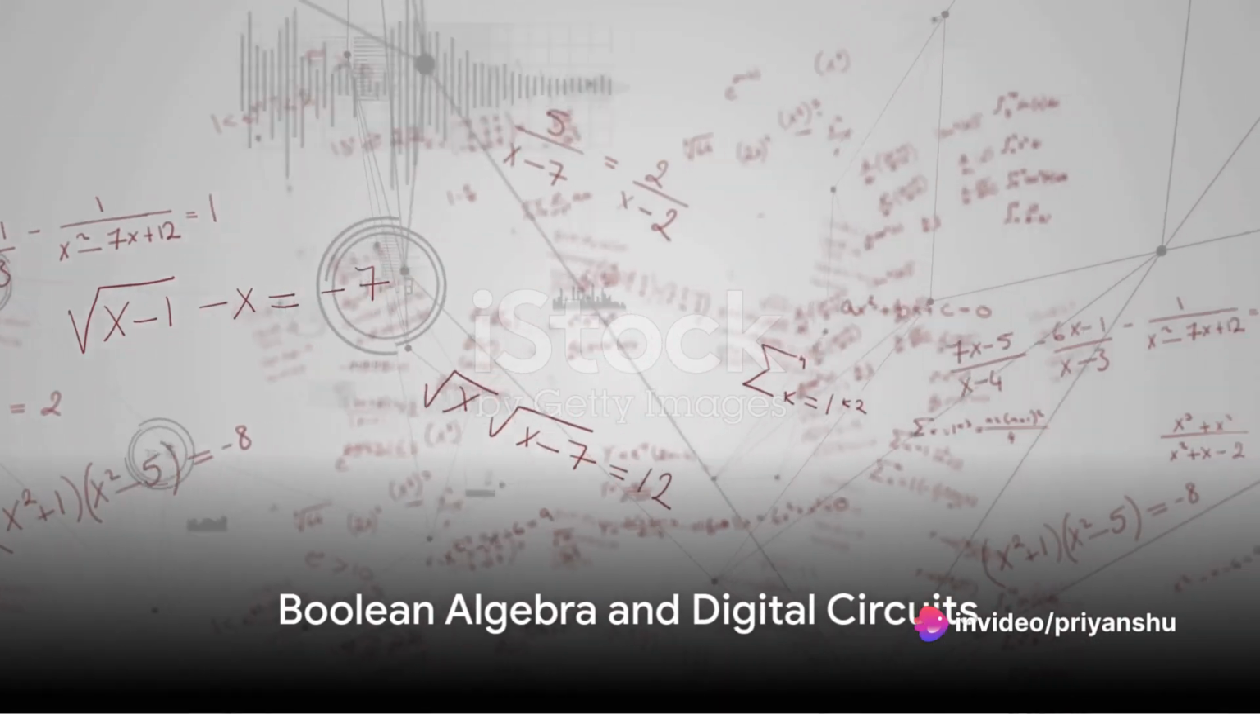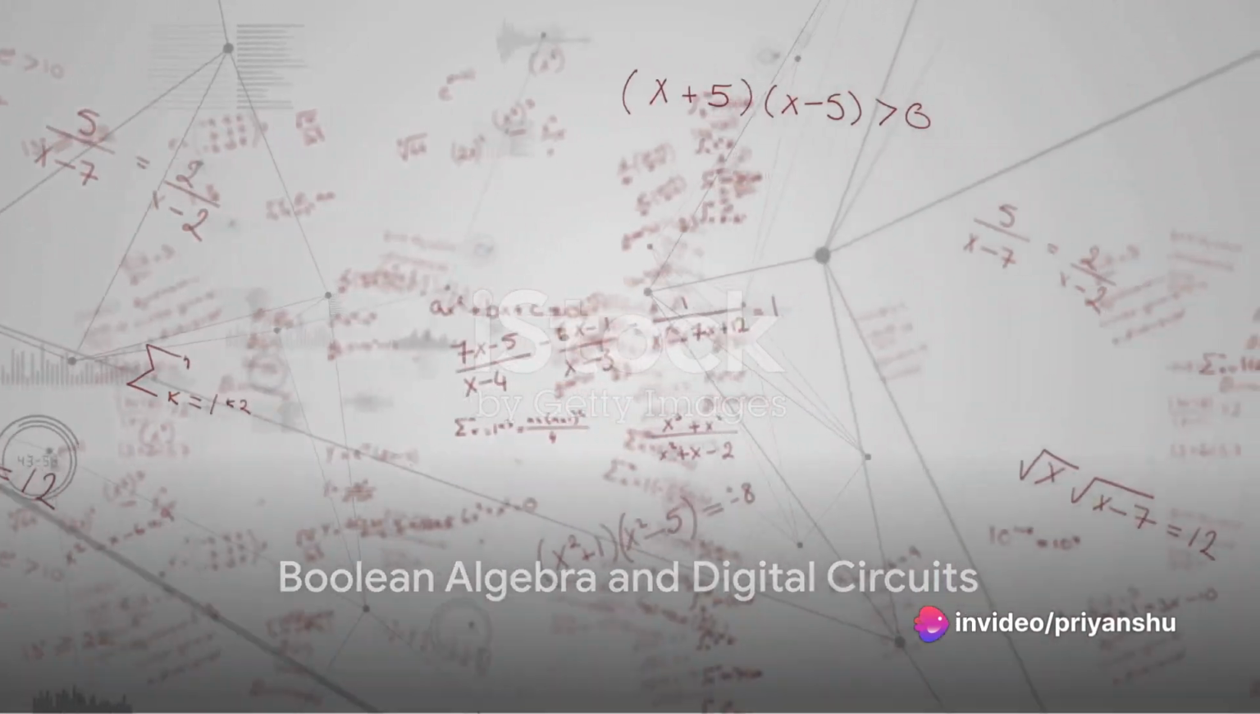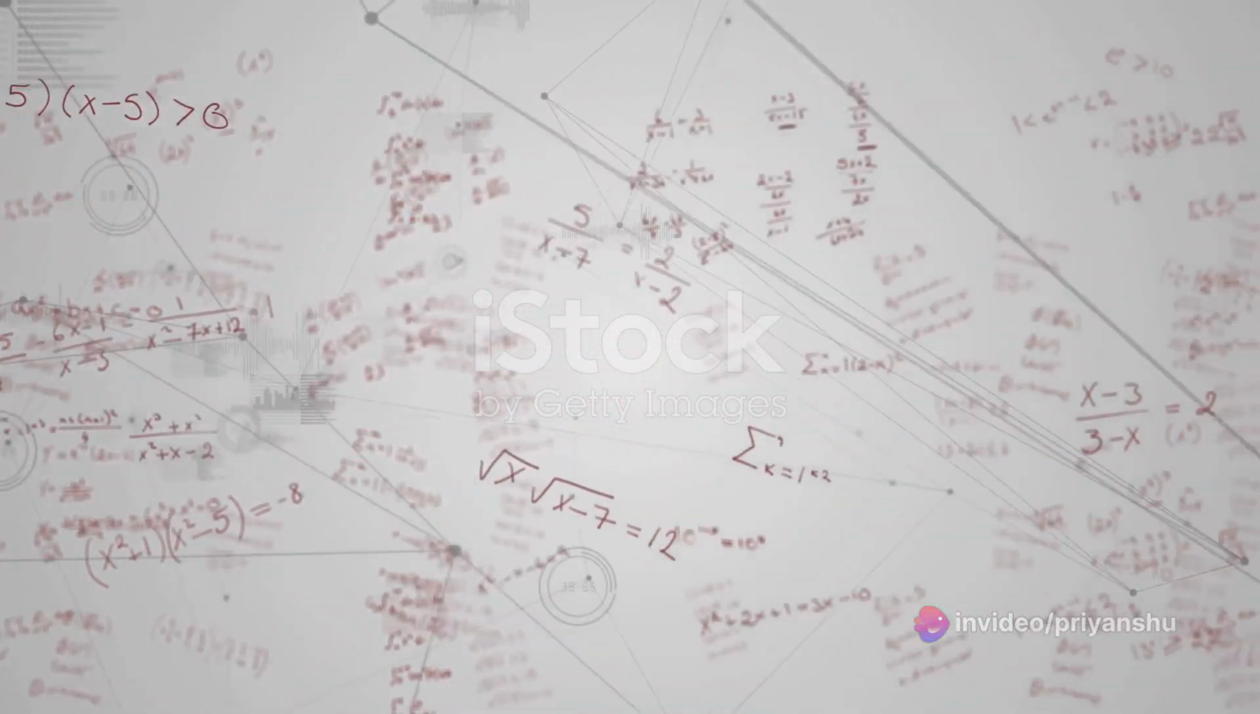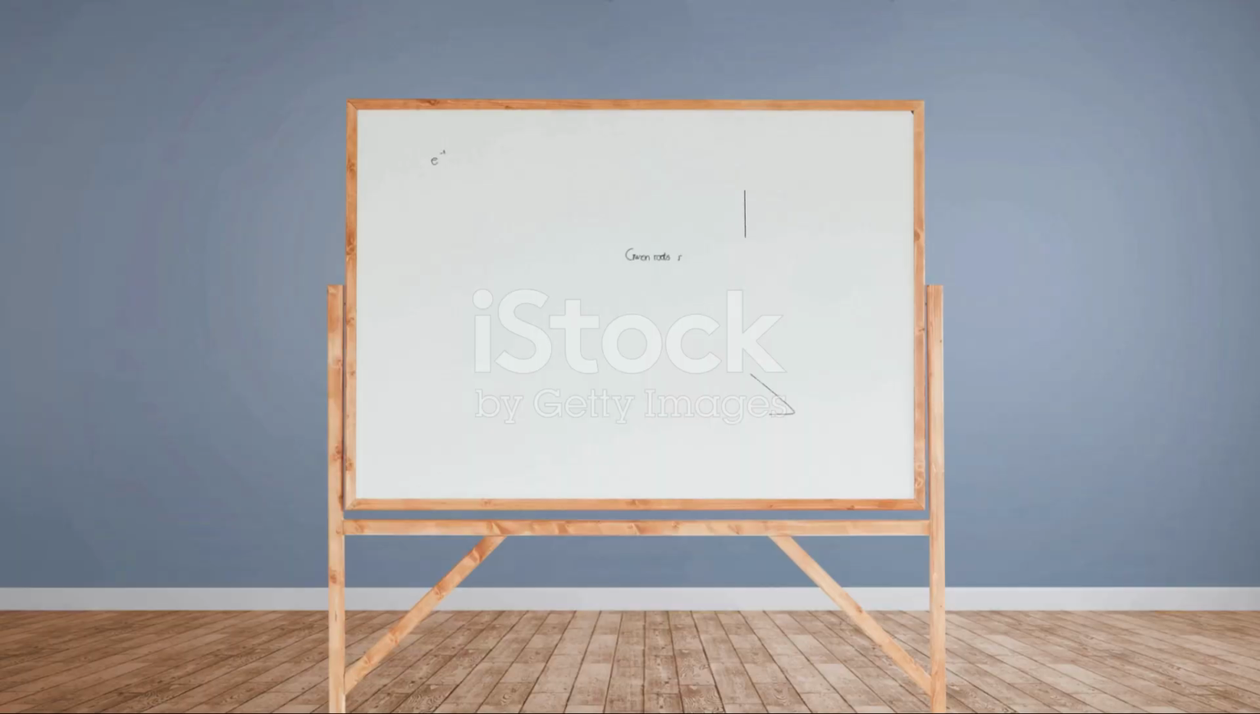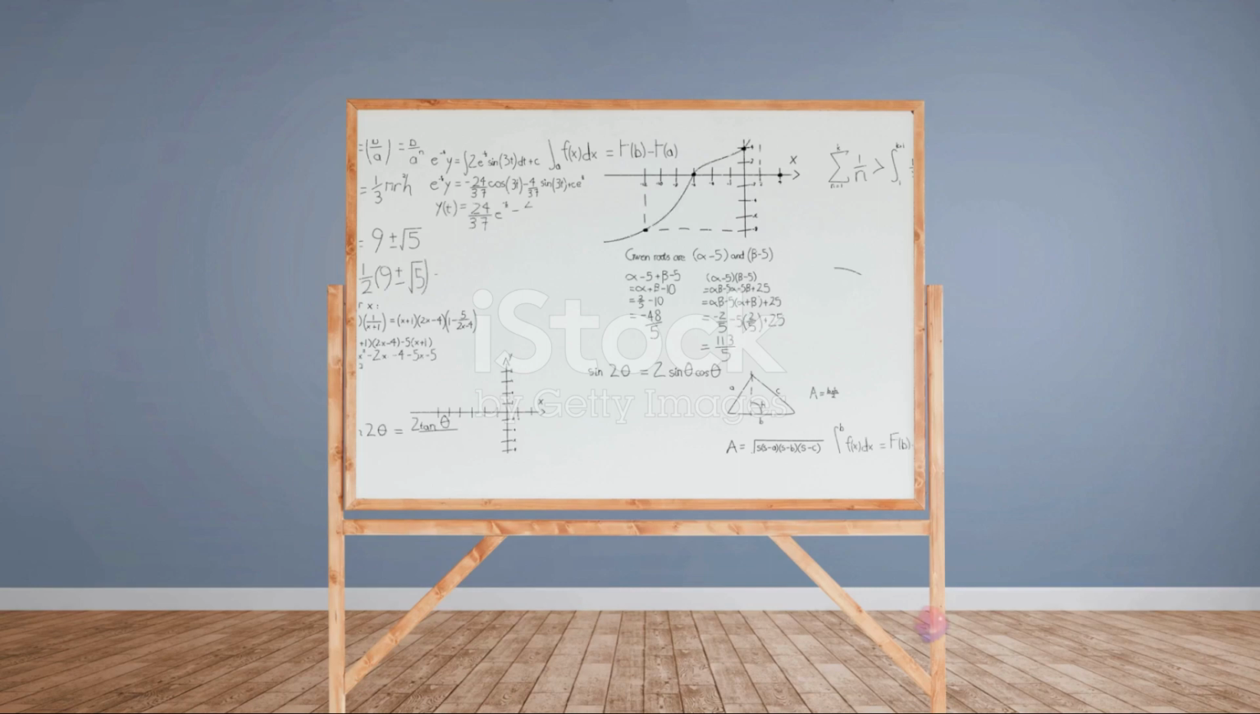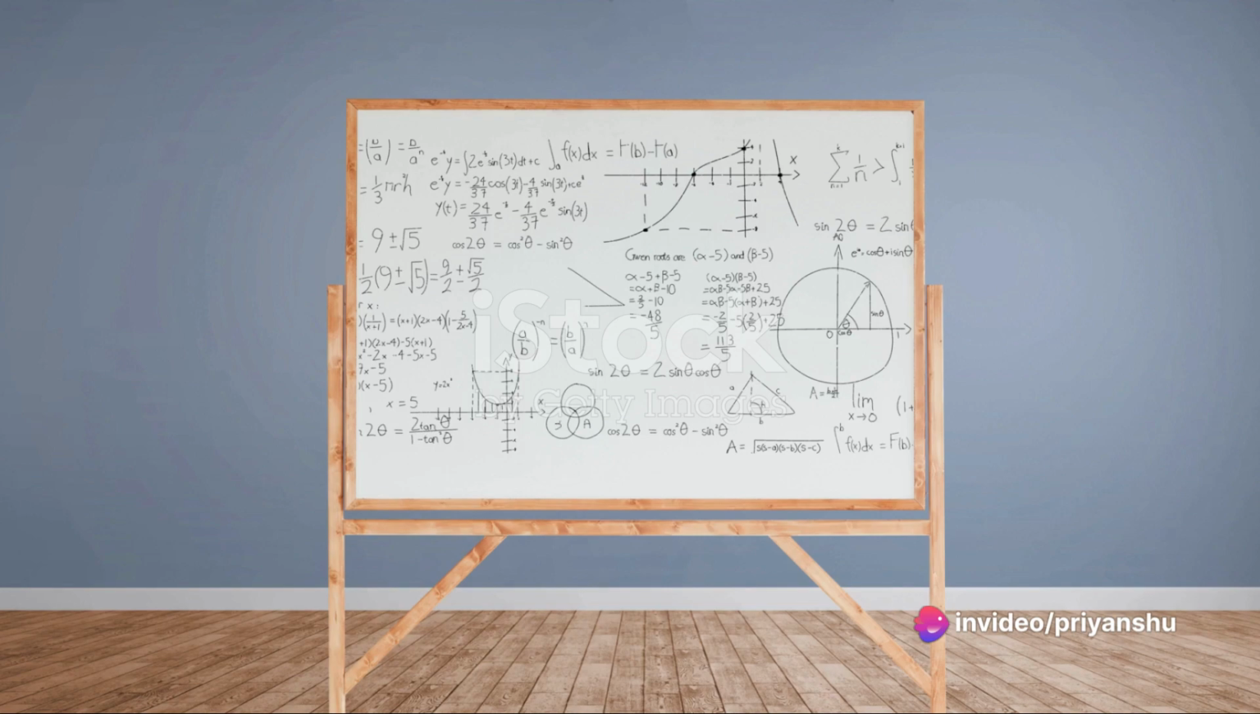Now, how do we analyze and design these digital circuits? That's where Boolean algebra comes in. This mathematical framework involves operations such as AND, OR, and NOT, which mirror logical operations. It's the architect's blueprint for constructing our digital skyscraper.